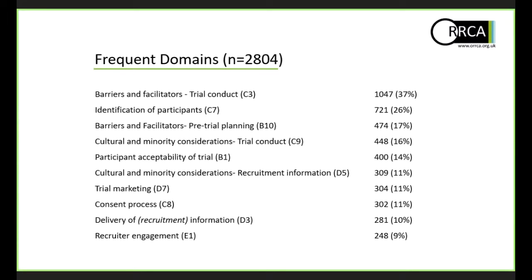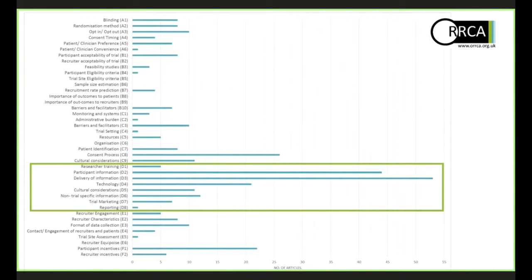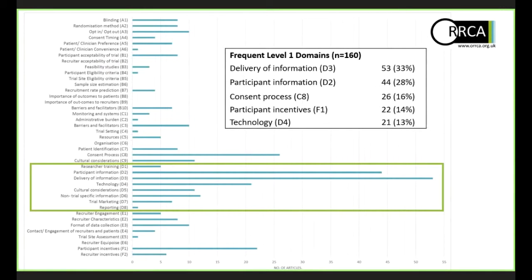If we look specifically at the domains in level 1, one of the things that we were particularly interested in, in terms of understanding what evidence there is out there for effective practice, we can see that the majority of articles in level 1 actually focused on domain group D, which covered recruitment information needs, and I've highlighted that in the green box there.